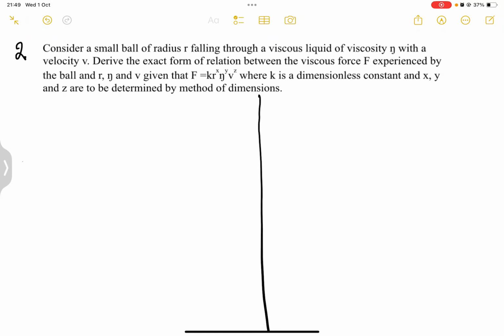Consider a small bulb of radius r. So we want to get the relationship as usual, the relationship between quantities. So this time around, the radius is the quantity. So radius of what? A small bulb through a viscous liquid of viscosity, something that looks like N.